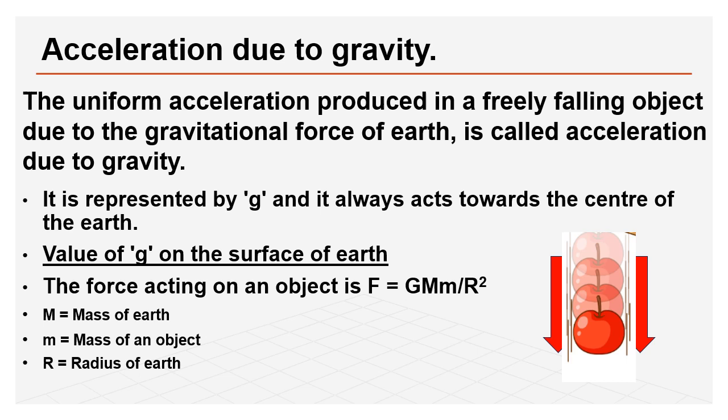The force acting on an object is F is equal to G capital letter M small letter m by r square. M is equal to mass of earth, small letter m is equal to mass of an object, R is equal to radius of the earth.